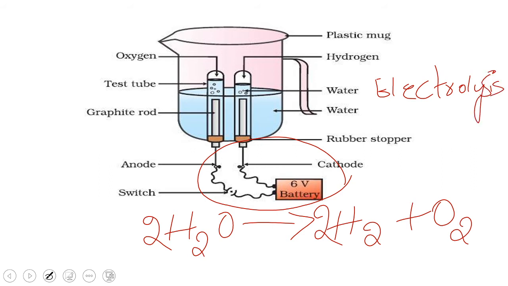Or we also call it electrolytic decomposition. By passing electricity, the reactant was decomposed into two products. That's why it is called electrolytic decomposition or electrolysis. Electro, in the presence of electricity, lysis, breakdown. So this is also an example of decomposition, another type of decomposition reaction, where decomposition takes place with the help of electricity, right?